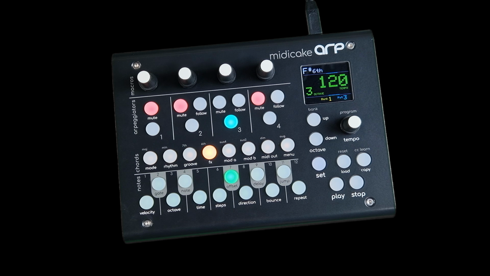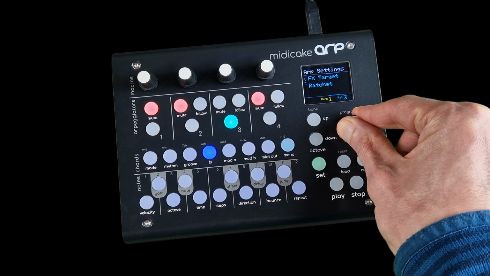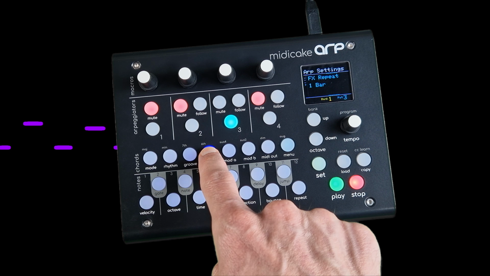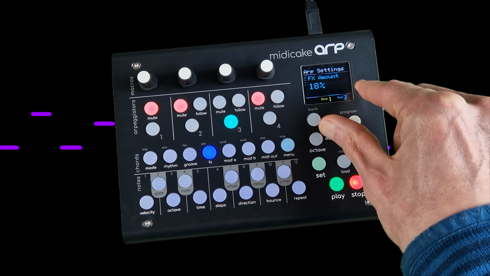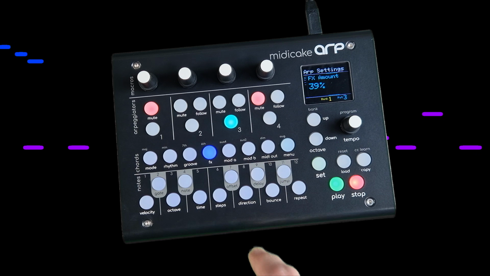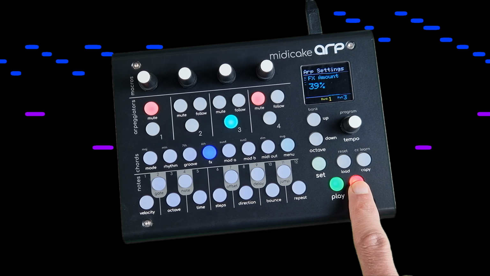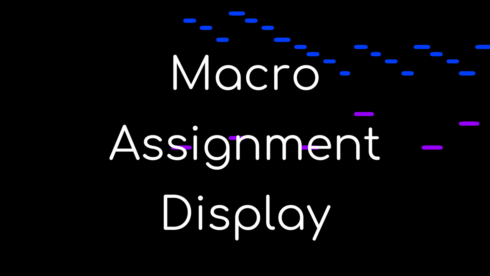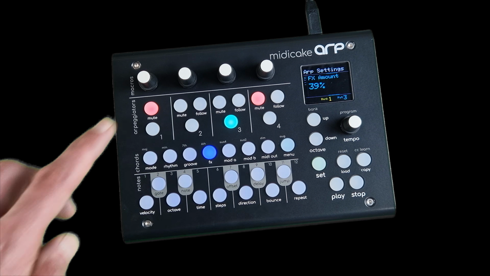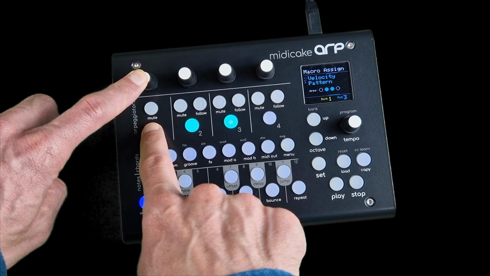There are a few other features that we've added that we'll just mention quickly. The delay parameter has been added as an FX target. This is brilliant for creating subtle variations or crazy timing effects. The macro assignment display has been updated to provide a much clearer view of the selected parameter. It also shows the selected ARP tracks.